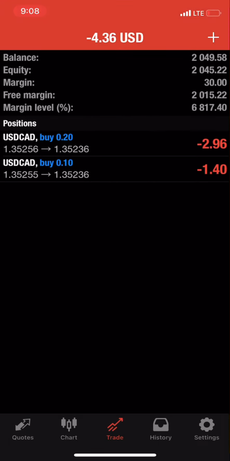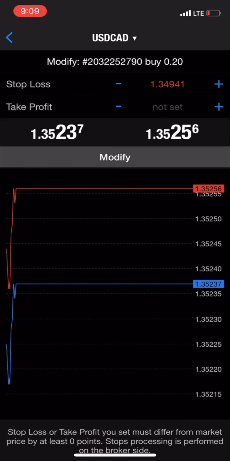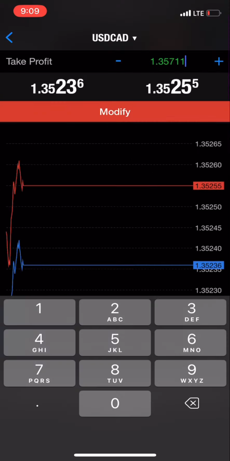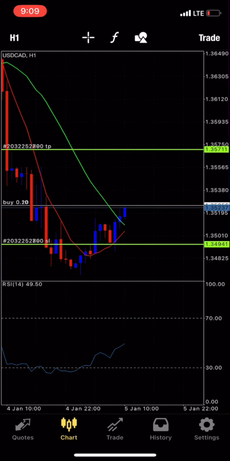So I've already set my stop loss for these trades that are currently running. So what I'm gonna do right now is go ahead and put in the take profit. So I've already set my take profit and stop loss. The only thing I can do right now is wait for the market. Let's see how this goes.